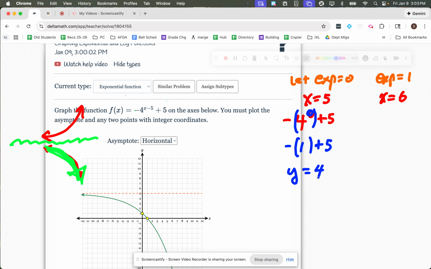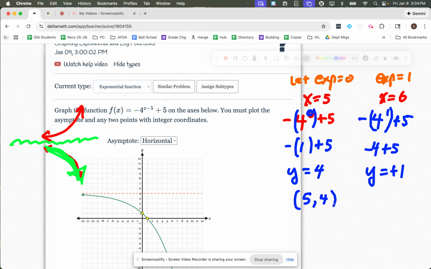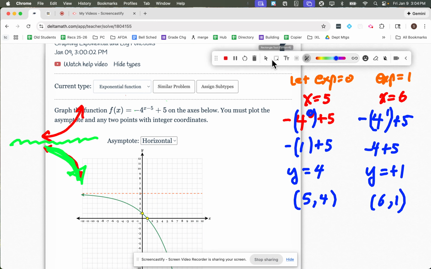Making the exponent 1, x has got to be 6. So we're looking at negative, again, 4 to the 1 plus 5. Well, we take this exponent first, and that just stays a 4. So we're talking negative 4 plus 5. Negative 4 plus 5 is, oops, positive 1. So the 2 points that we should graph are (5, 4) and (6, 1). Let's see if that matches the shape that we are expecting.